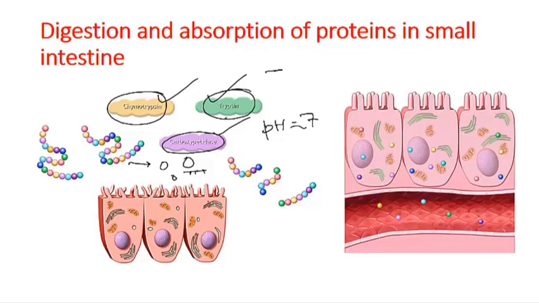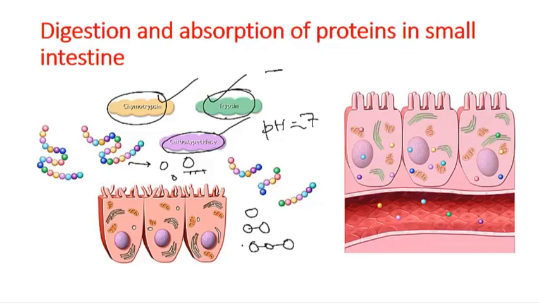So these are the brush border enzymes known as aminopeptidase and dipeptidase, which continue the process of digesting those fragmented amino acids so that we can absorb them. Once they act, they can produce single amino acids, or dipeptides, or tripeptides that can be absorbed through the small intestinal cells.